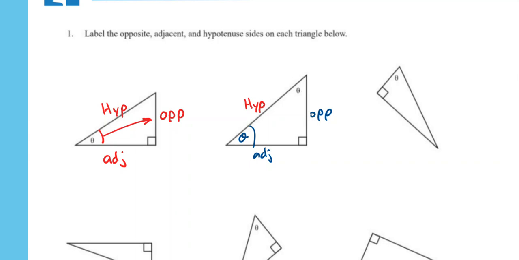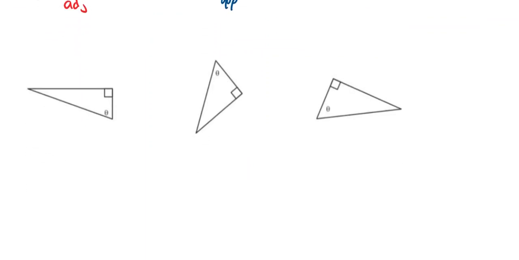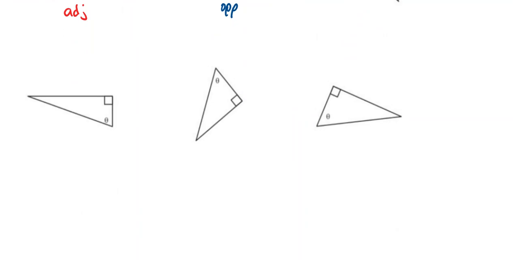Do you guys see how it depends on which angle you're looking at, right? The adjacent and the opposite will switch depending on which angle you're looking at. So since we were looking at this top angle, that's the opposite, and that's the adjacent. Okay, I'll skip through a couple here because they are kind of similar. Let's do the very last one here.